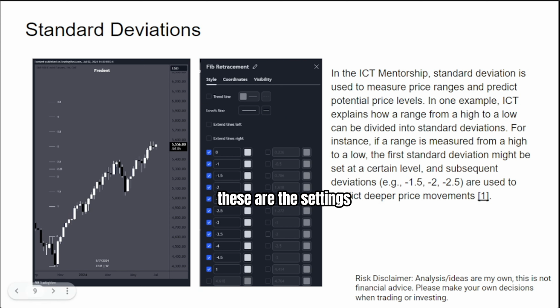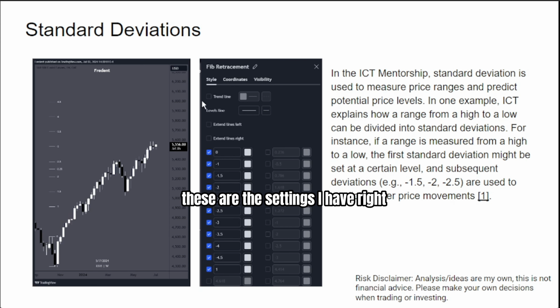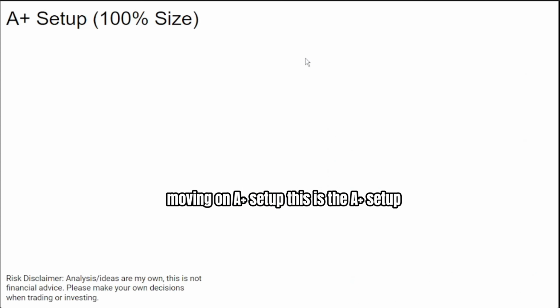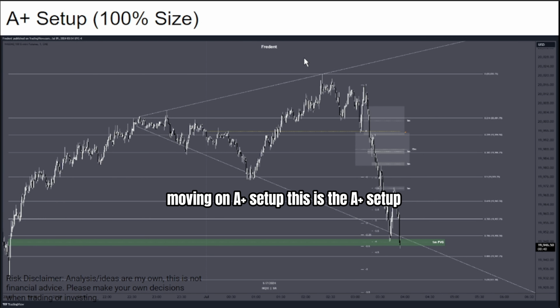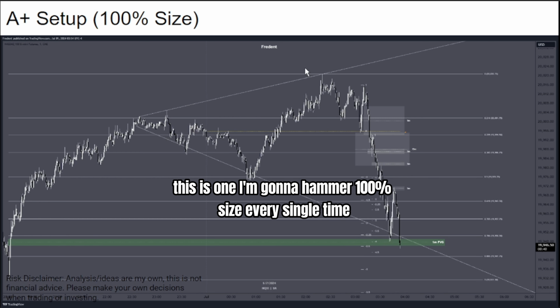These are the settings. It's also just a fib using TradingView. These are the settings I have. Right. Moving on. A plus setup. This is the A plus setup. This is where we have all confluences, all 4 confluences aligning with each other. This is one I'm gonna hammer 100% size every single time. Easy money play.